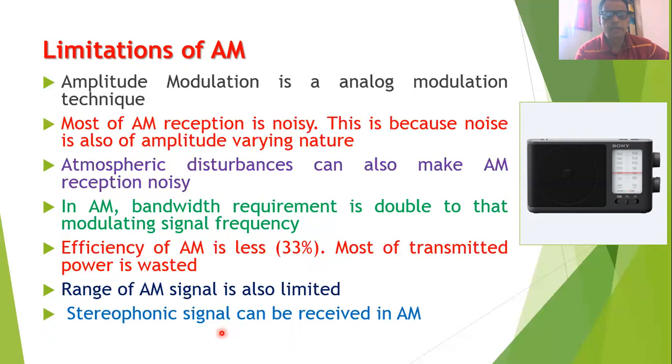Also, in case of AM, it is not practically possible for us to receive the stereophonic signal. Whenever we hear a music program on the AM radio, certain sounds are not heard properly. This is because the AM radio station has a limited bandwidth, and because of this limited bandwidth, it is not possible to receive the stereophonic signal when AM systems are used. So there are several limitations of AM, and because of these limitations, an alternative technique was thought of, and this alternative to AM is called frequency modulation, or FM.